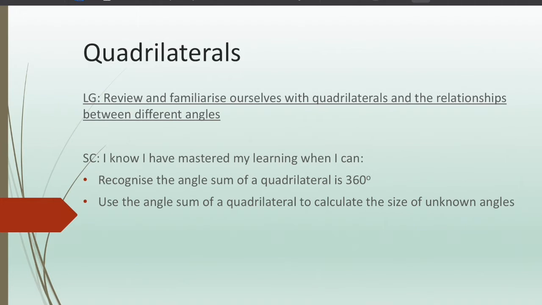Right, hello everyone, Mr. Stevens here with our next lesson in Properties of Geometrical Figures, where we're going to be looking at quadrilaterals. Similar to when we looked at triangles, we're going to be looking at the angle relationships in quadrilaterals. And all we actually need to look at in this one is angle sum. Angle sum of a quadrilateral is 360. And we're going to use that fact to calculate unknown angles.